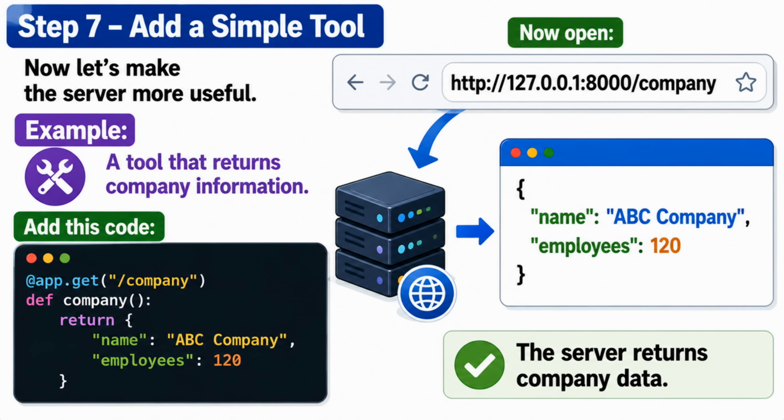Step 7. Add a simple tool. Suppose you want a tool that returns company information. You have to create a new route called company. Return the company name and employee count. Now open this URL. The server returns the company data.